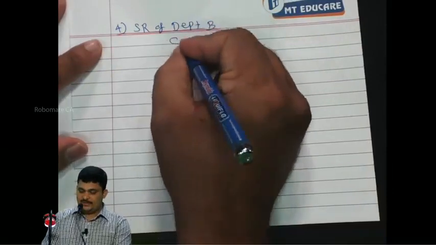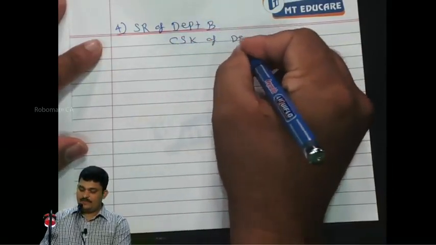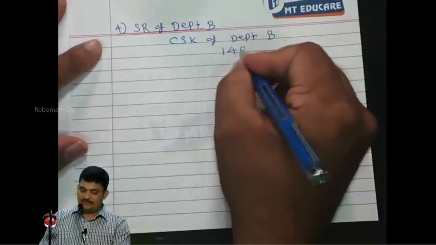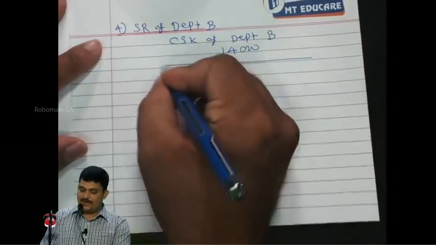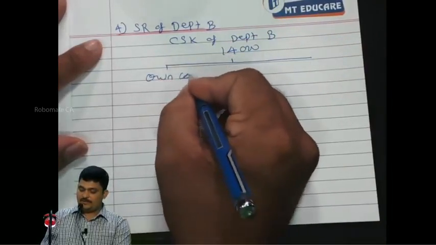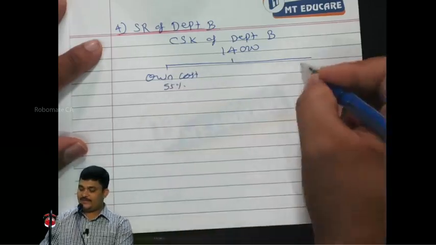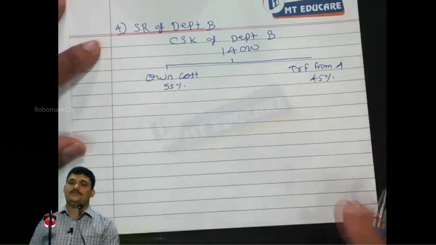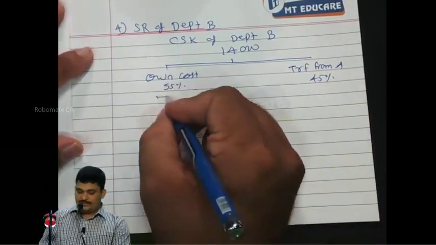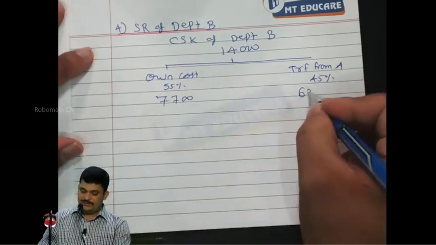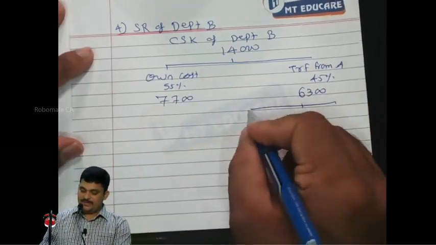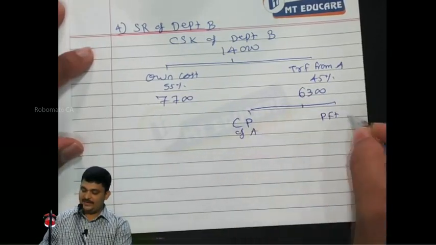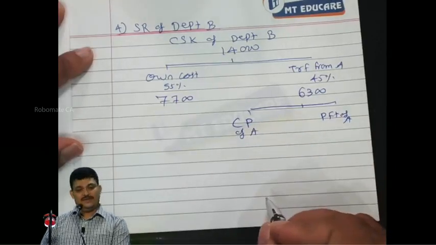Let us take the closing stock of department B, 14,000, which will have own cost exactly 55% and transfer from A 45%. 7,000, 6,300, which is made up of cost and profit. Cost of A, profit of A. In fact, cost is irrelevant.